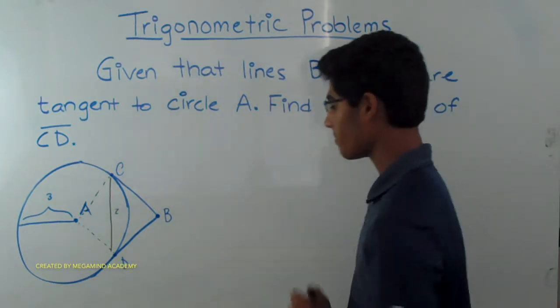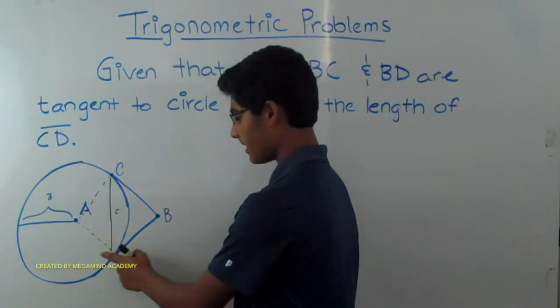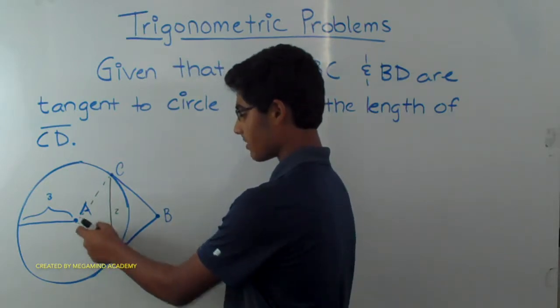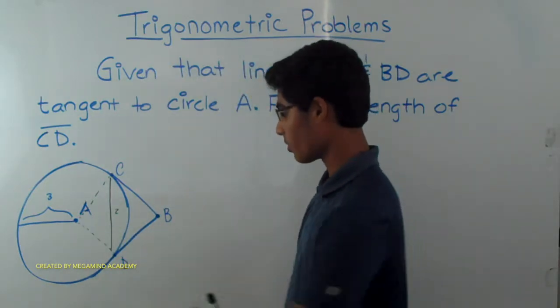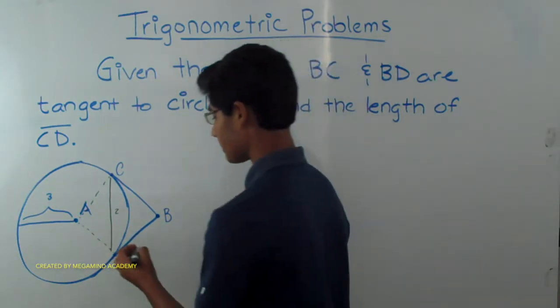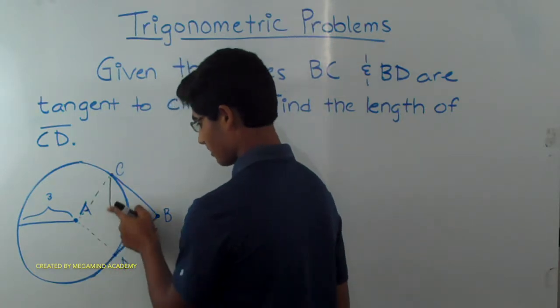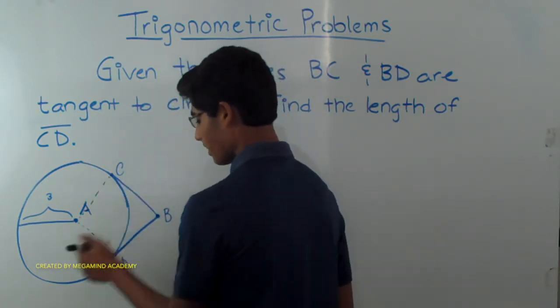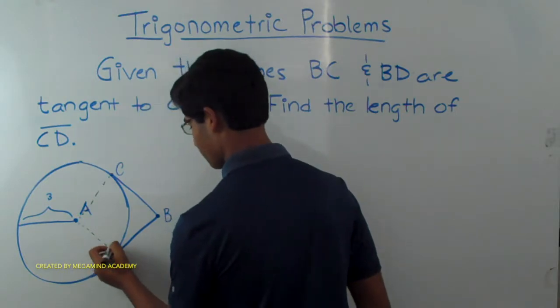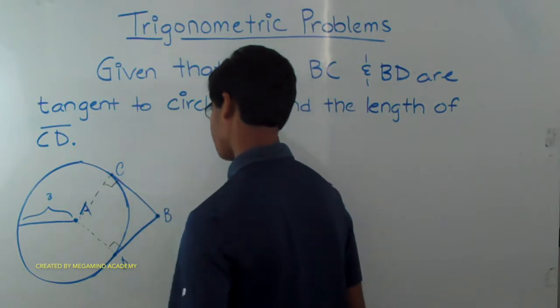We know that at the point of tangency, the tangent line and the radius, where the radius hits the point, are perpendicular. So we have a 90-degree angle, 90 degrees, and 90 degrees here.